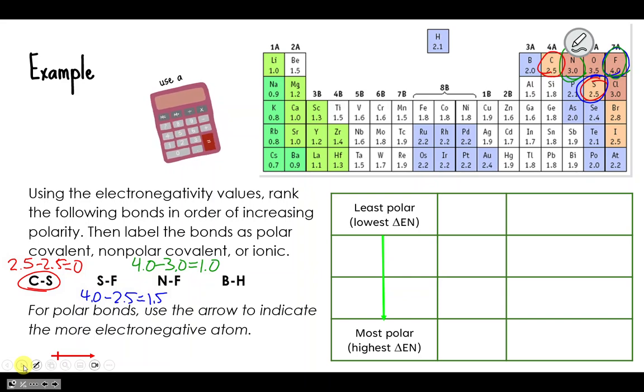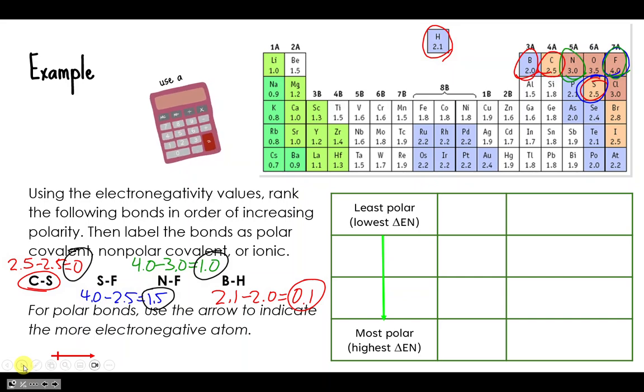And last but not least, here's boron, and then here's hydrogen. So it's 2.1 minus 2.0, like so, and this difference is 0.1. So we have our values here, okay?